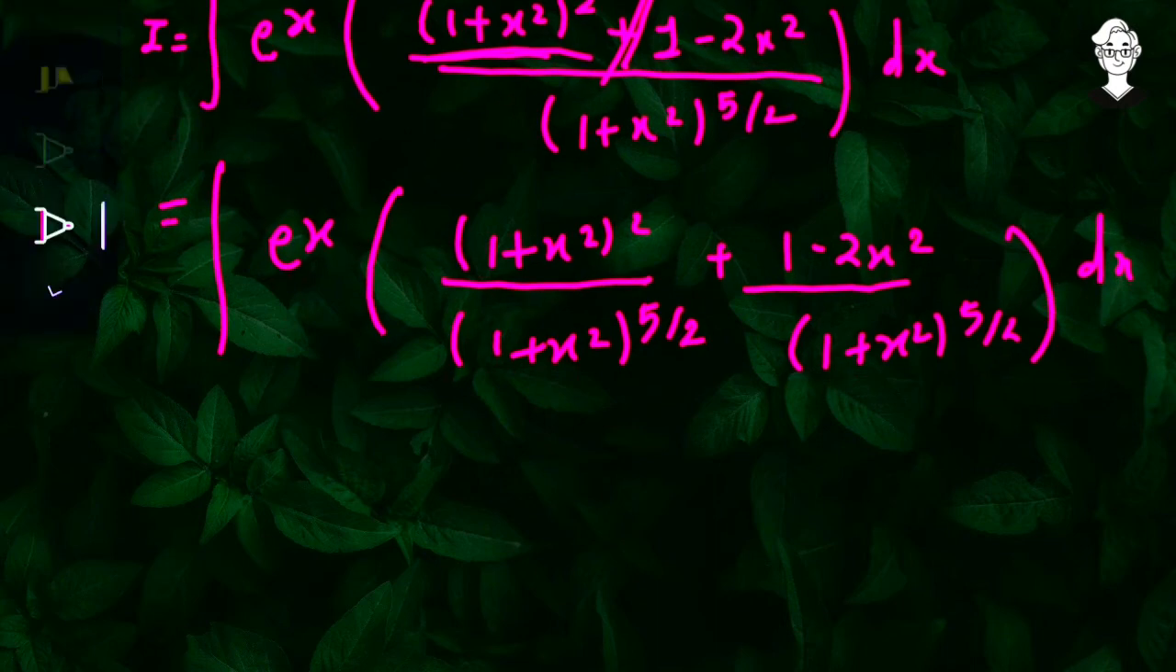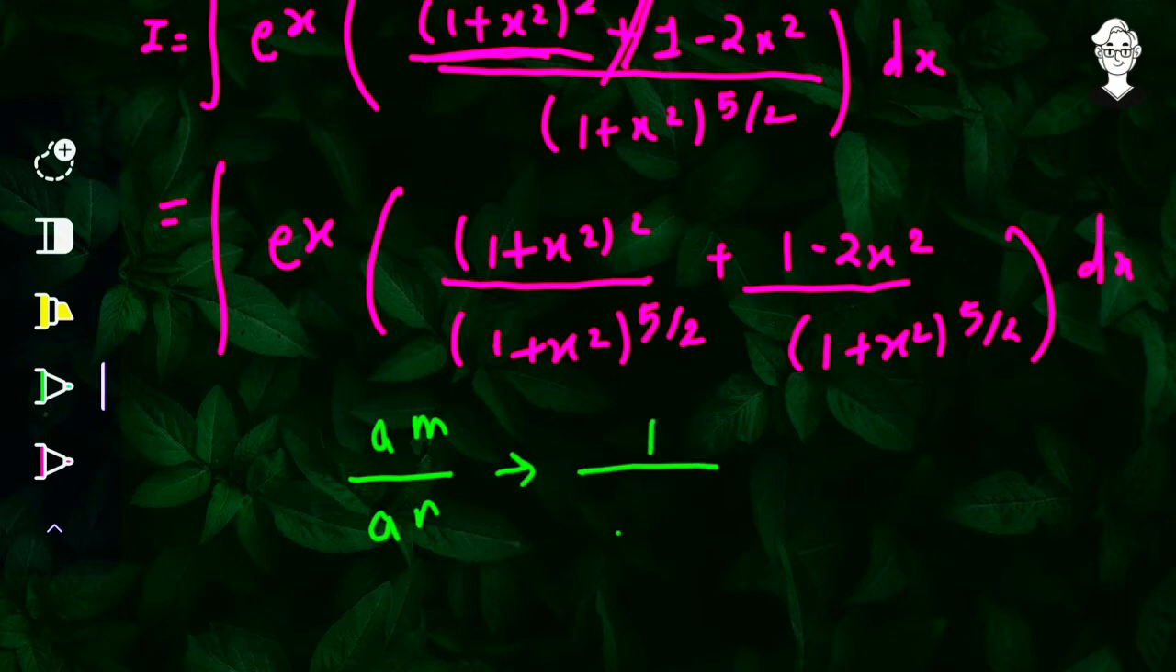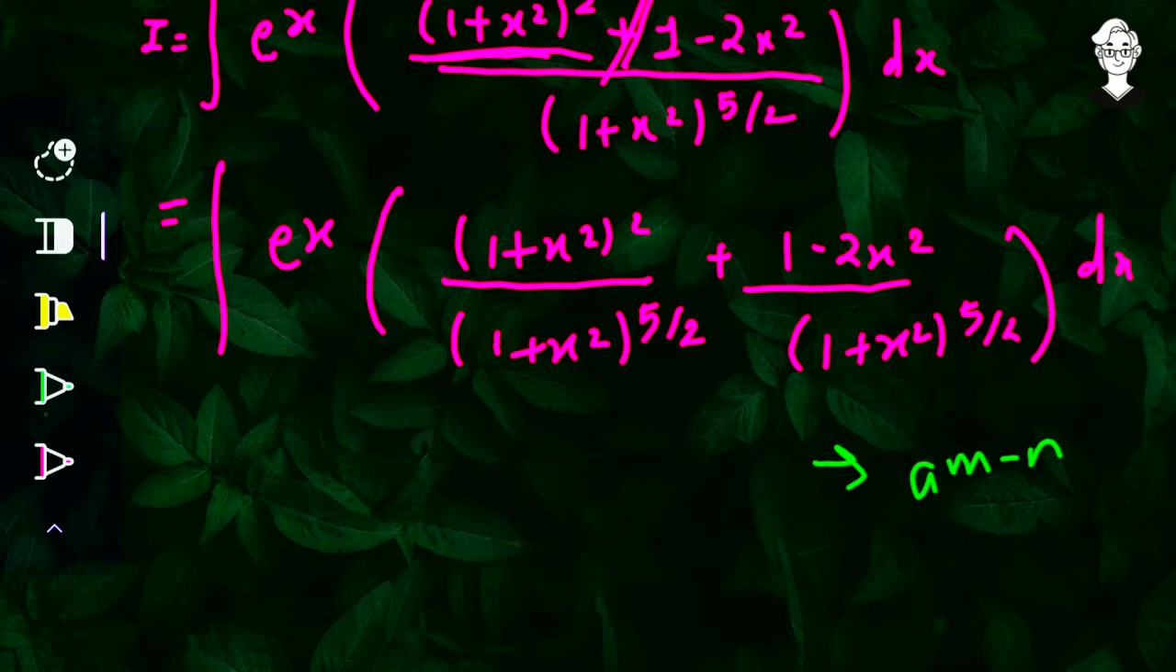Now here I can observe a power cancellation can occur, because 1 plus x squared and 1 plus x squared are there. So let us use the exponential rule, that is a to the power m upon a to the power n equals 1 upon a to the power n minus m, or else it equals a to the power m minus n. It can be either this or this. So I will just convert this into this form, that is the power of the numerator minus the denominator. So let us do that over here.